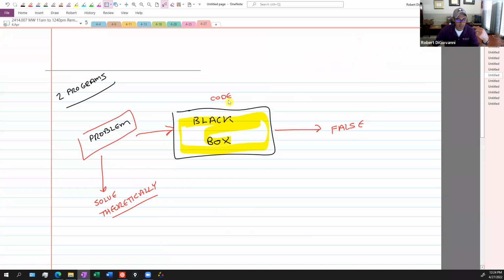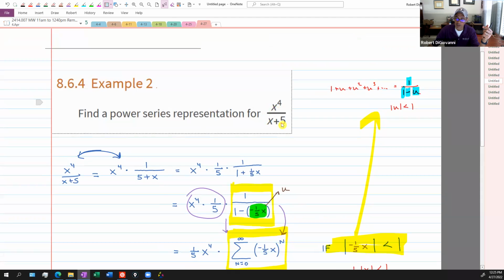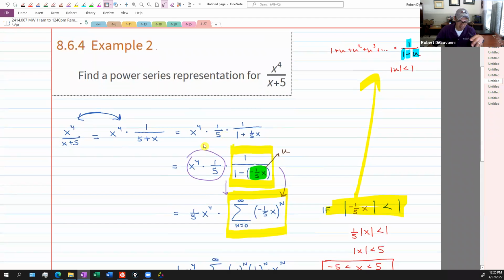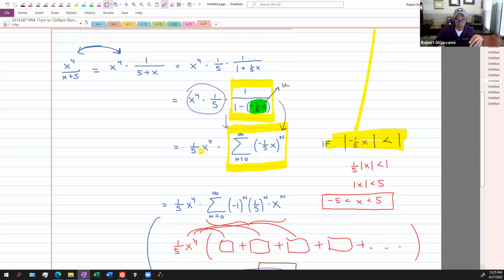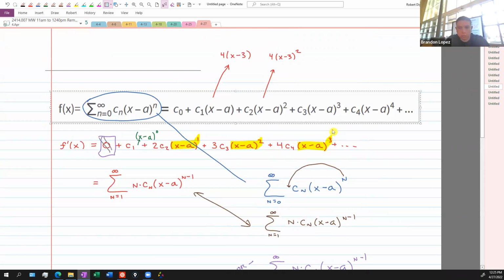And then the next example was a little bit harder. I had to rewrite x to the 4th over x plus 5, and I had to tweak it, pull this out, get the series from this with a little interval of convergence, and then push this back in, and then I was able to do it, right? But again, it came down to making it look like 1 over 1 minus u. And then we got to derivatives and integrals. So it seems like we've shifted gears and we're doing something different now, right?